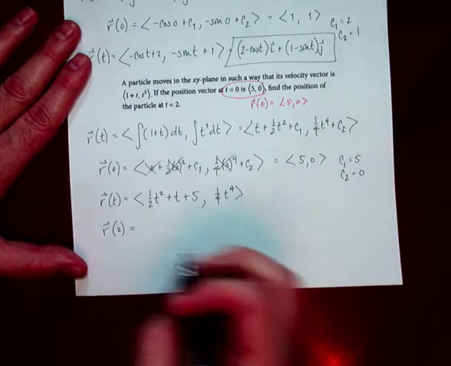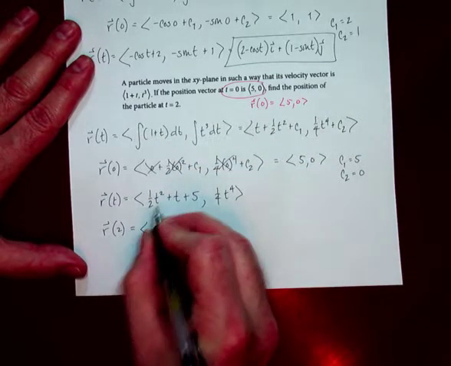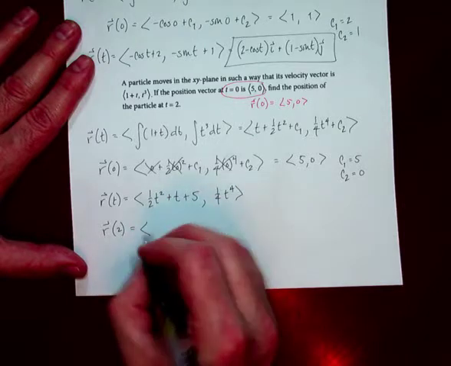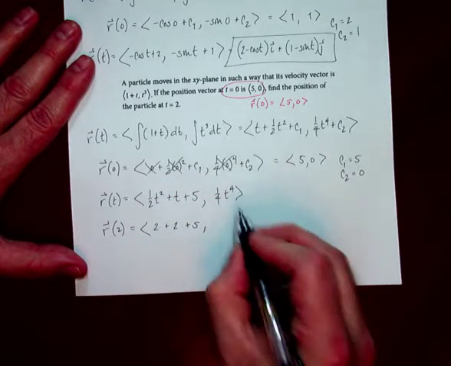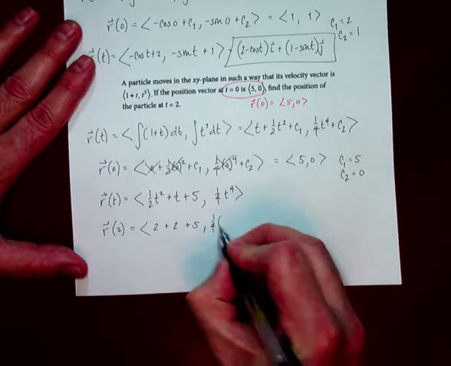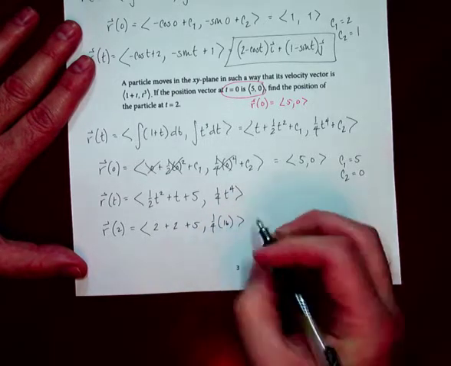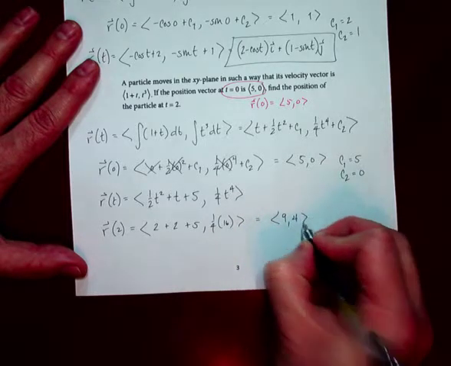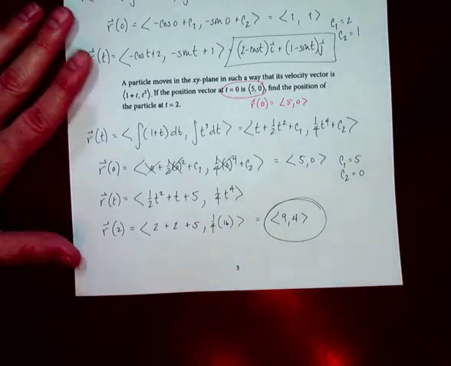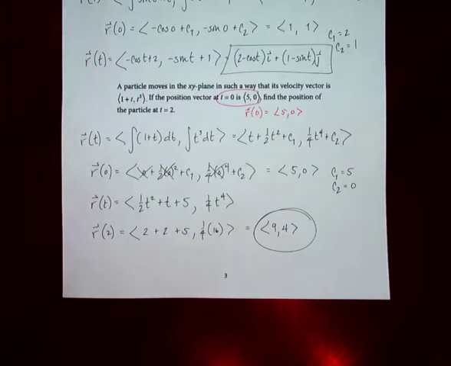1/2 t squared, okay, at which point you're going to plug in 2 squared times 1/2 is 2 plus 5, and this is going to be 1/4 times 16, and the answer, of course, is 9, 4. Now, of course, it was given to me in component form, so I felt comfortable answering it in component form. But let's go ahead and move on to another one.